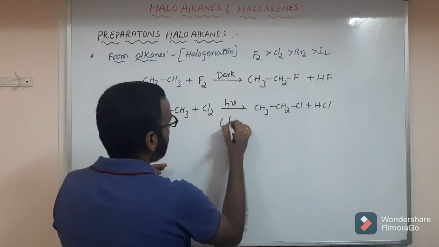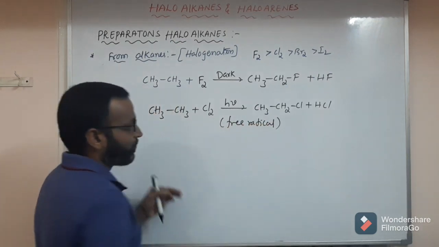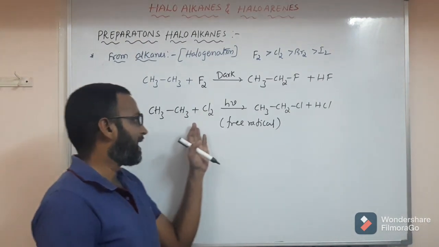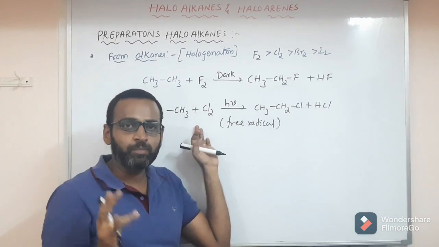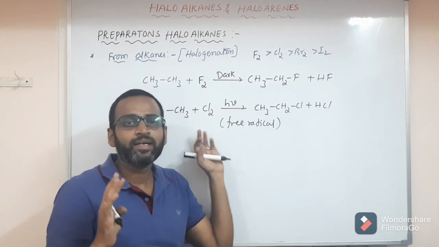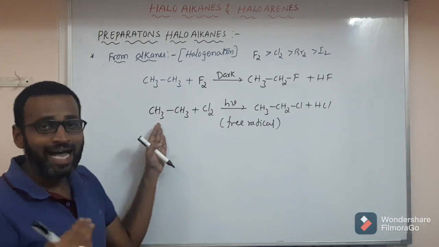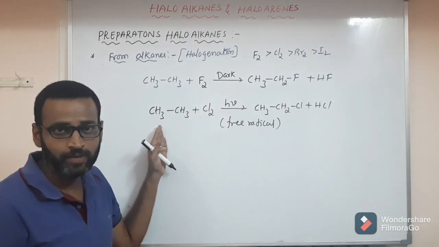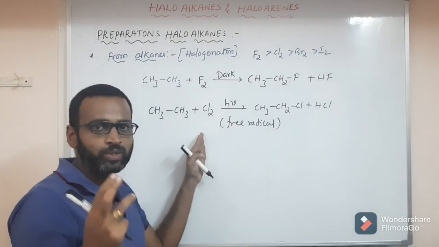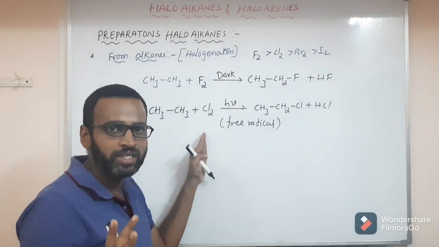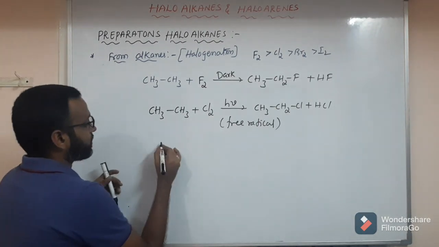This is a free radical mechanism. This happens by three steps: chain initiation, chain propagation, and chain termination. In hydrocarbons also you will have this as a property of alkanes, so there you will study it more elaborately using these three steps: chain initiation, chain propagation, and chain termination.